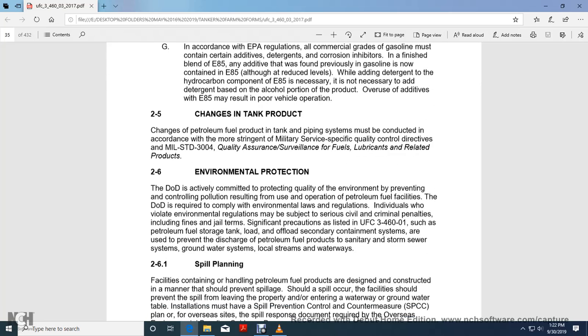2.5 Changes in tank product chain. Changes in the petroleum fuel product in a tank or piping system must be conducted in accordance with the more stringent military service quality control directive and Military Standard 3004, quality assurance surveillance of fuels, lubricating and related products.